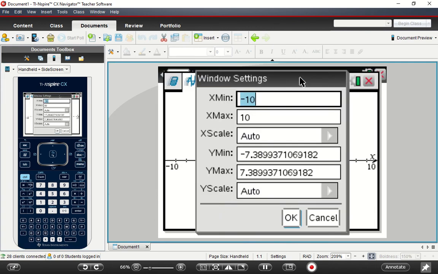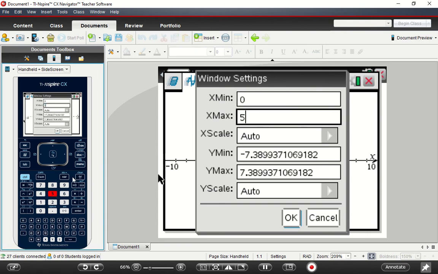Now, for the window right here, what do you think the X min would be? What's the smallest X value we use? 0. Okay, remember X is representing years in this time. And X max? 10, 20. What do you think 10 would represent in this problem? 10 years. Not 10 years. What does D stand for? Decades. 10 decades is 100 years. So that's a little bit much, right? So let's change this to 5, because otherwise it's not going to fit the word problem.